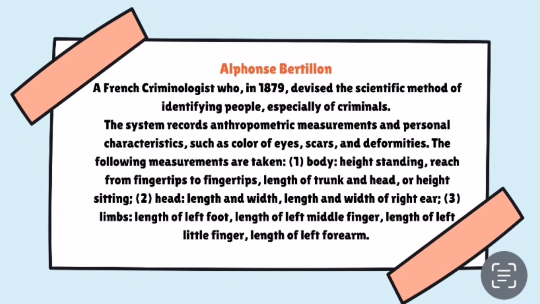Alphonse Bertillon, the French criminologist who in 1879 devised the scientific method of identifying people, especially criminals. Makikita dito na meron siyang measurement such as color of the eyes, scars, deformities, yung mga length, tips ng finger, yung trunk and head, yung mga length and width ng right ear, ng limbs, ng left middle finger, little finger, left forearm, and everything. Maraming nagsasabi na mahirap sundan yung exact or uniform na measurement na in-endorse ni Alphonse Bertillon.